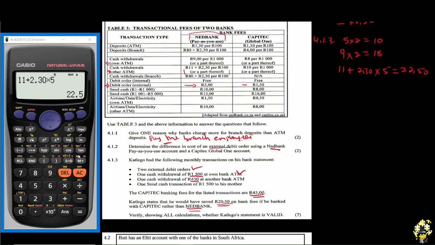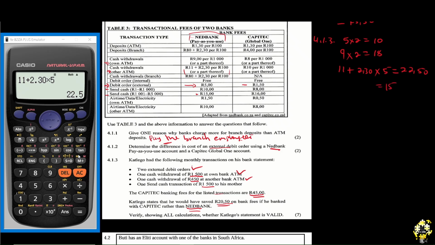Last transaction, so we're done with this one. A cash transaction of 1,500 to his mother. Cash send. Okay, send cash here. I can see send cash, but this is from 1 rand to 1,000. That's not what he did. He sent 1,500. So it's the second one, send cash from 1,001 to 5,000. So here they just charge you a constant amount of 15 rands for whatever he did here. He's just going to pay 15 rand.